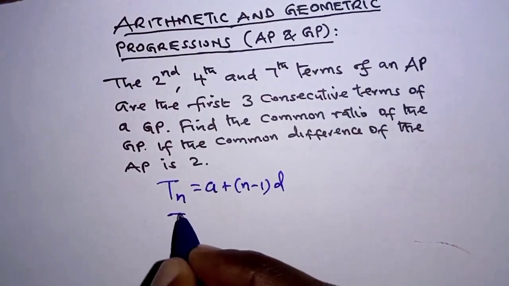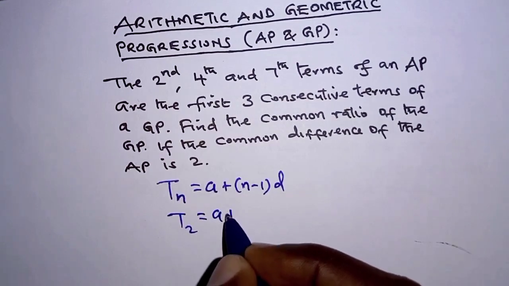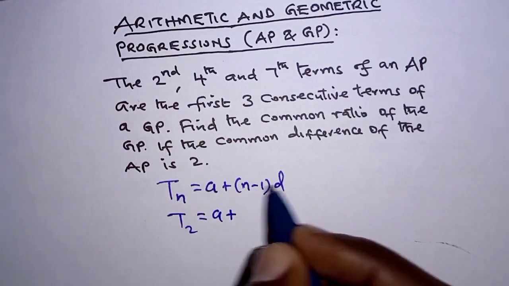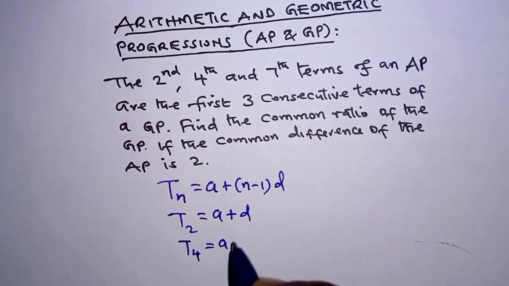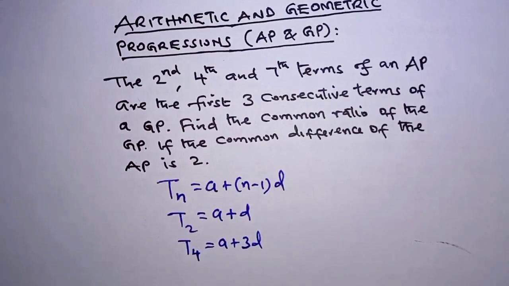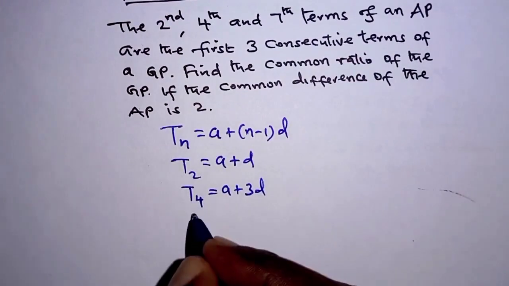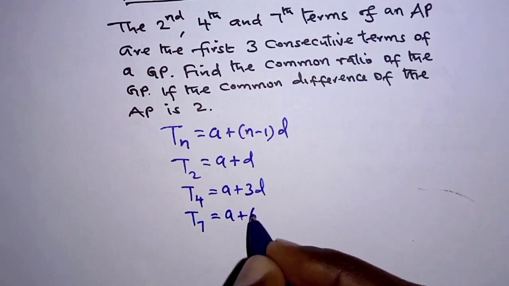So for the second term, n is 2, so we are going to have A + (2 − 1)D. 2 minus 1 is 1, so times D we have D. Then the fourth term is A + 3D, that is 4 minus 1 is 3, so 3 times D. And then the seventh term is A + 6D.